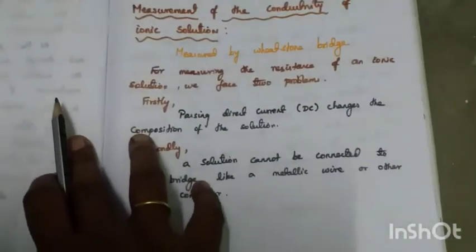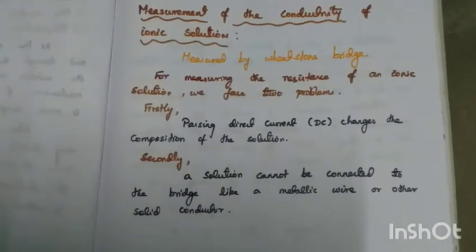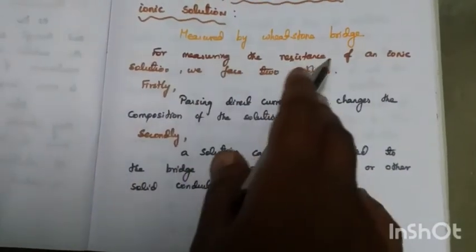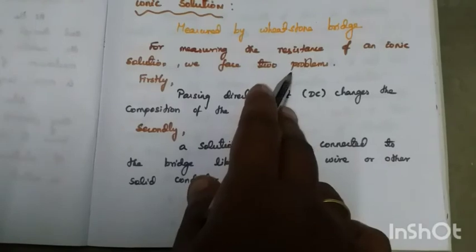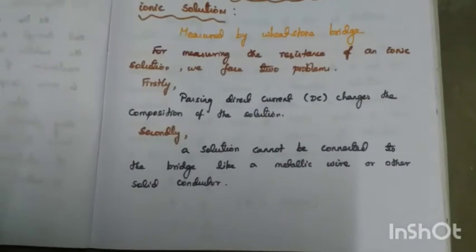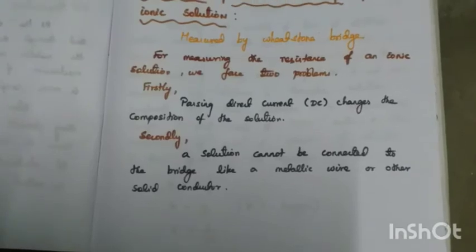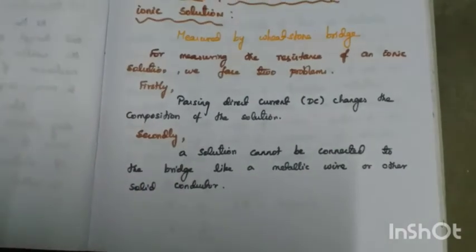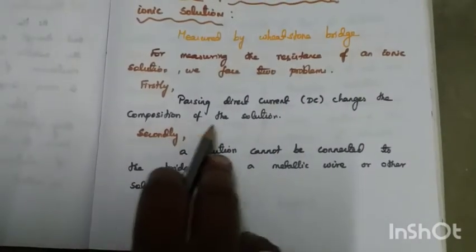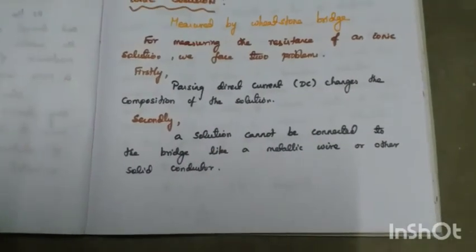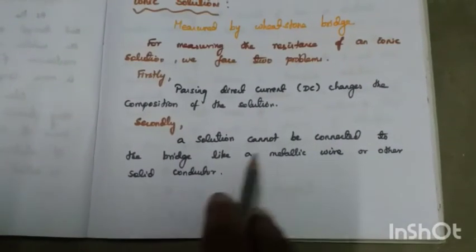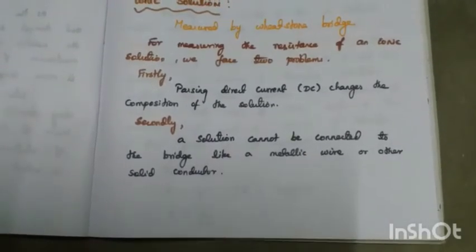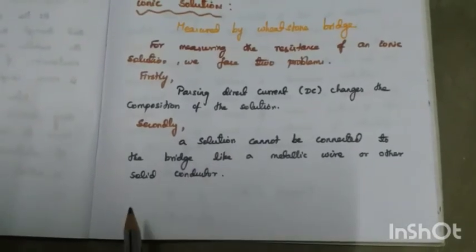How are we going to measure that? It is measured using the Wheatstone bridge experiment. For measuring the resistance of the ionic solution, we face two problems. What are they? First, passing direct current, DC, changes the composition of the solution. Second, a solution cannot be connected to the bridge like a metallic wire or other solid conductors.